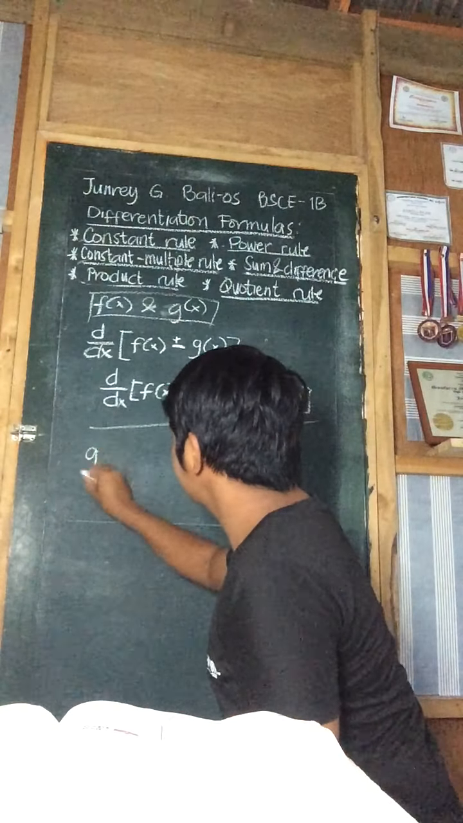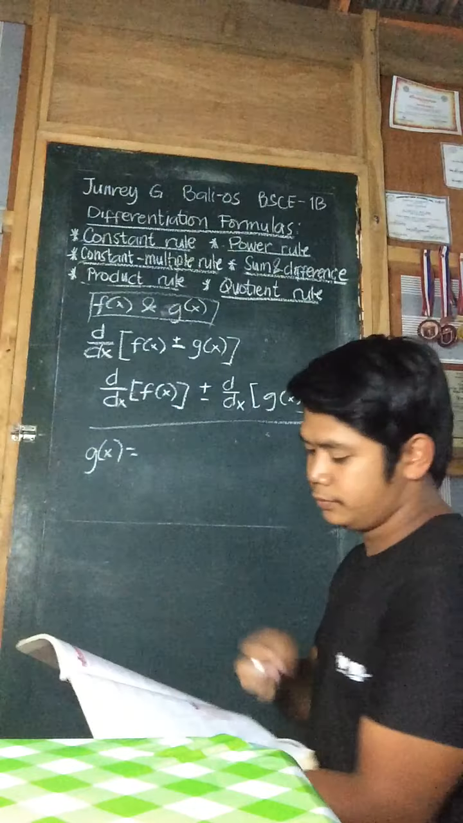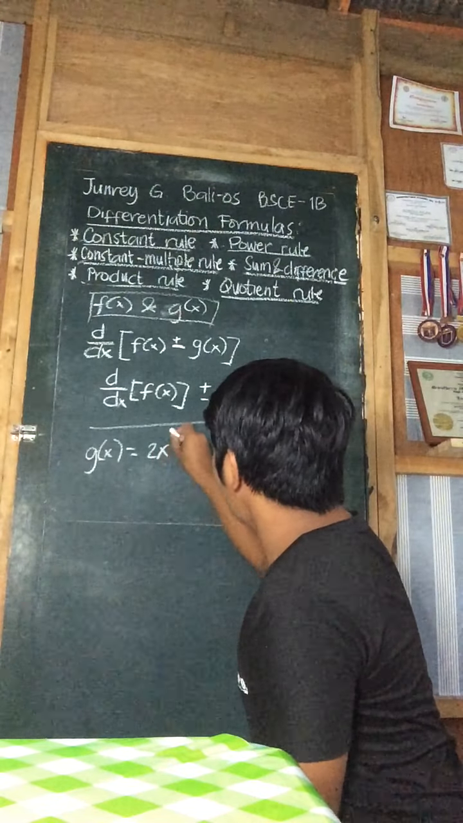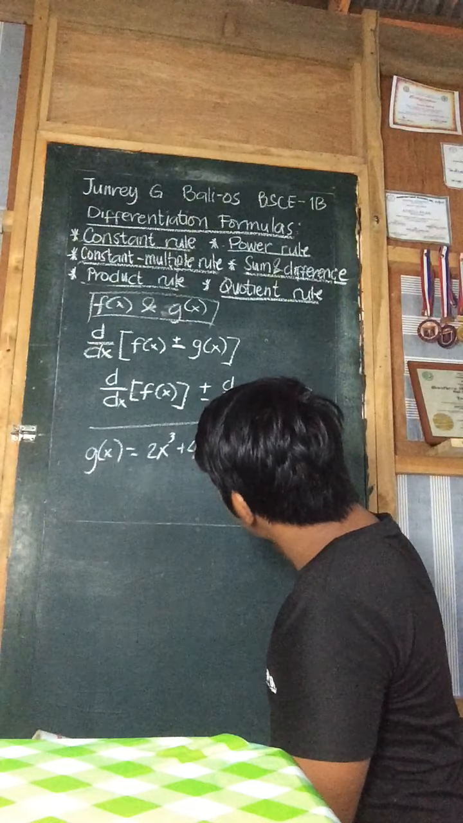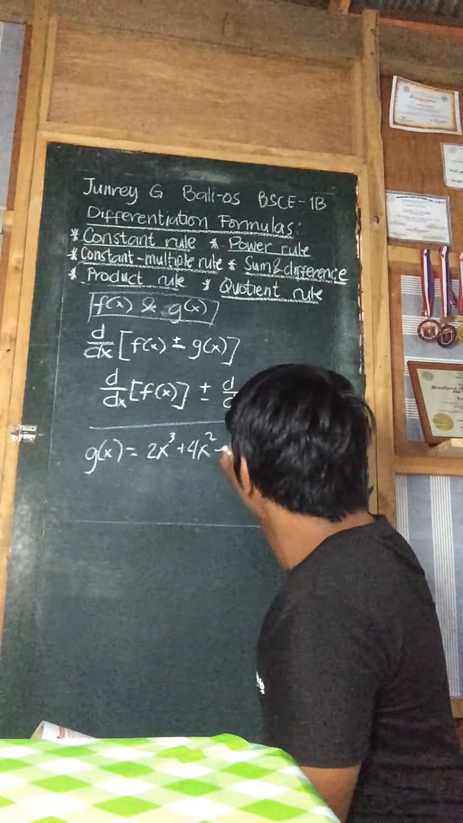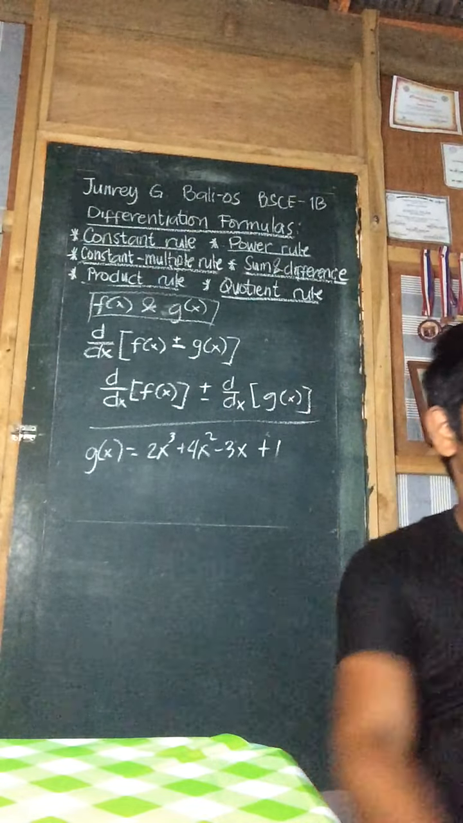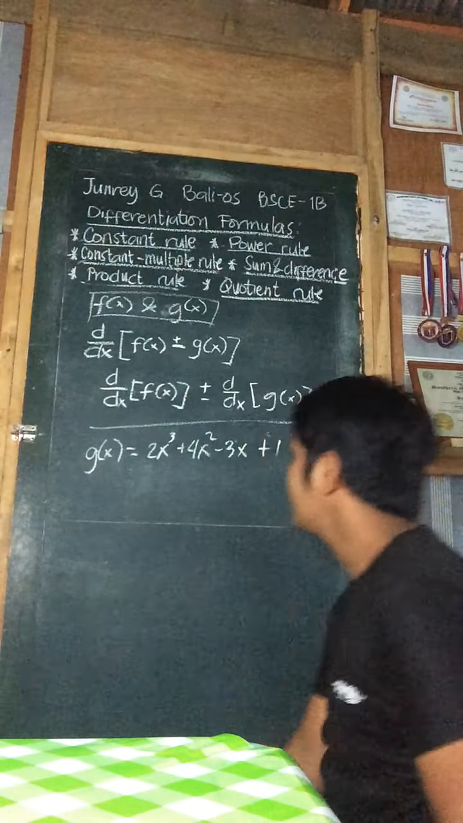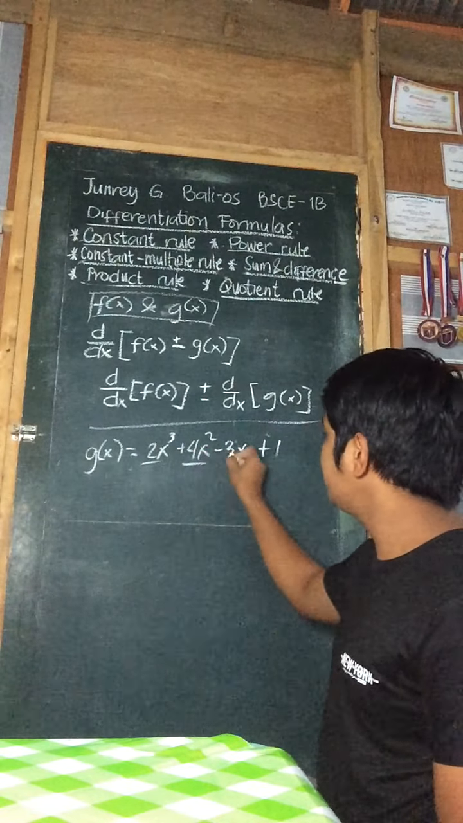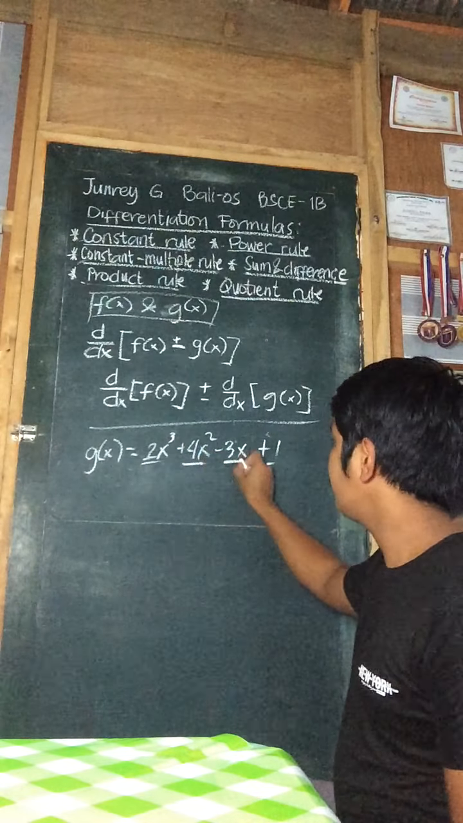g of x is equal to 2x cubed plus 4x squared minus 3x plus 1. Medyo mataas tong explanation ng solving ito, so iisa-isahin natin tong lahat. This, what we call this?